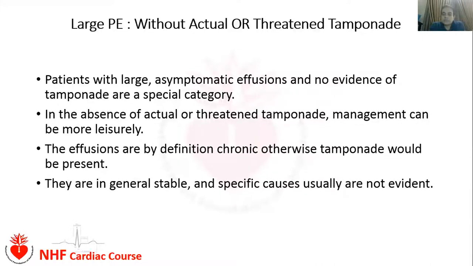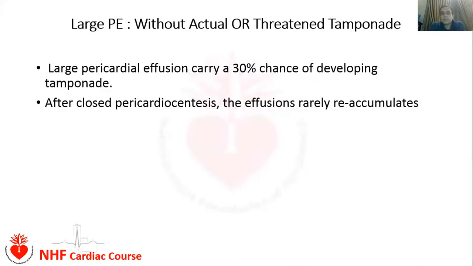If it is a large pericardial effusion without actual or threatened tamponade, those cases can be managed a bit leisurely. The effusions are by definition chronic, otherwise tamponade would be present. They are in general stable and specific causes usually are not evident. But the issue is that in 30% of these cases, they may develop tamponade.